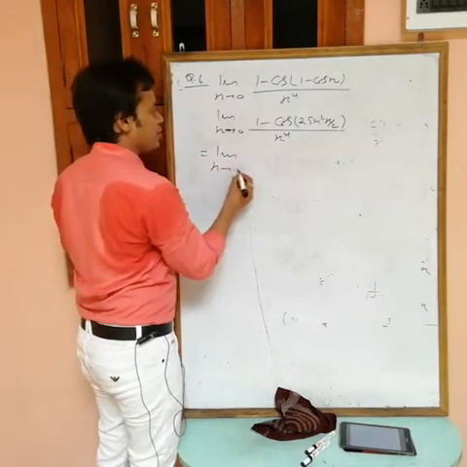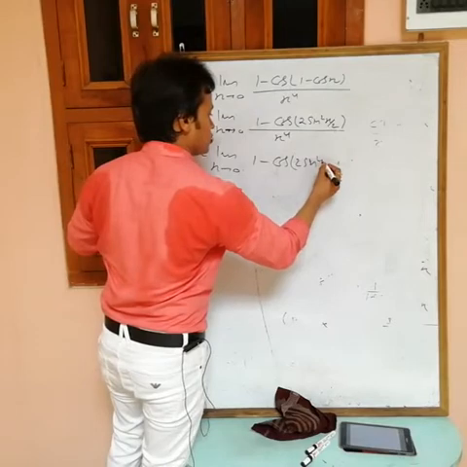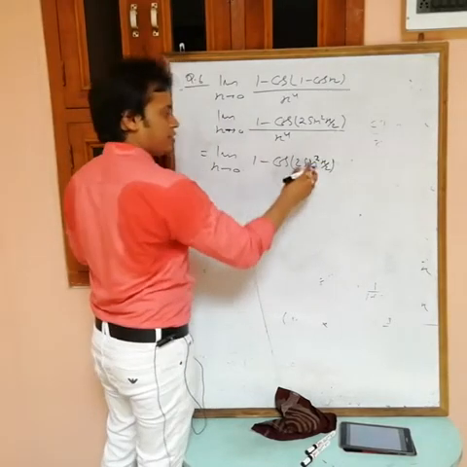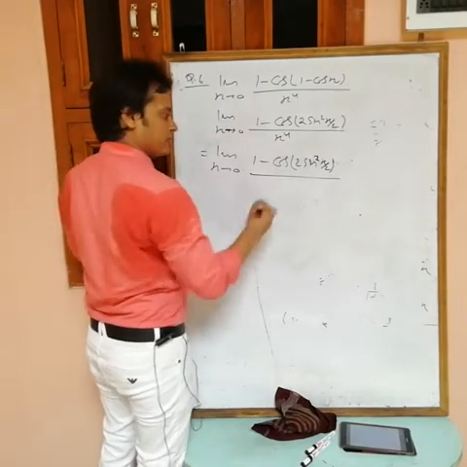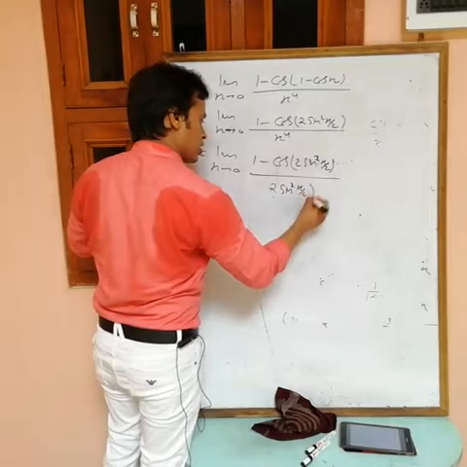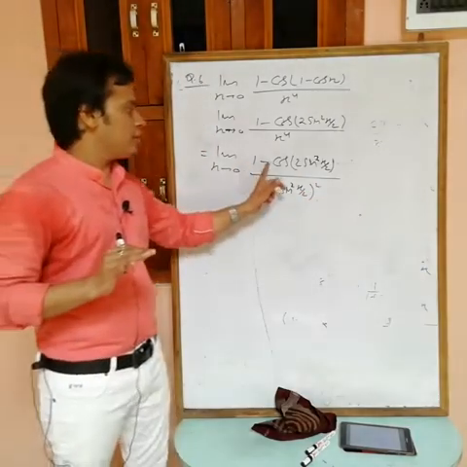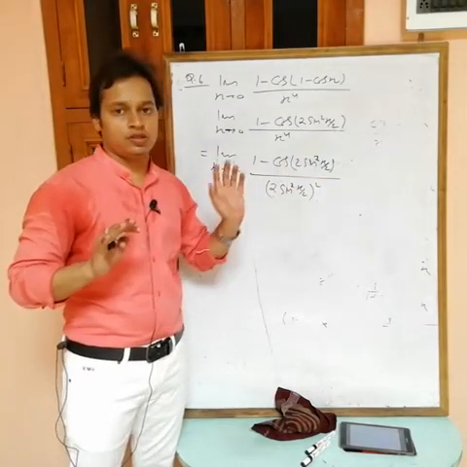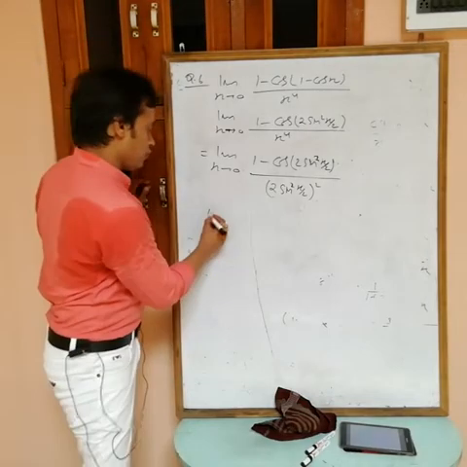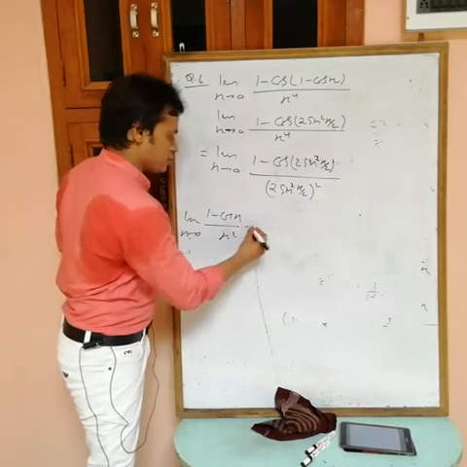Limit x tending to 0, 1 minus cos of 2 sin square x by 2. And you want the square of this one in the denominator. So what you want? 2 sin square x by 2 whole square. This one you want. Then this is like 1 minus cos x by x square, then we are getting. And in 1 minus cos x by x square, limit x tending to 0, this is equal to 1 by 2.